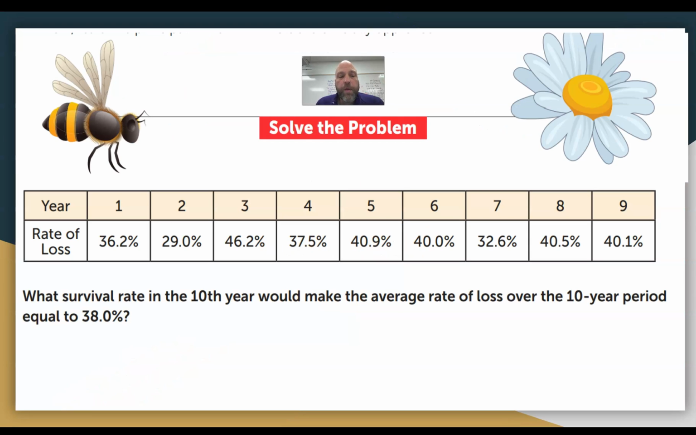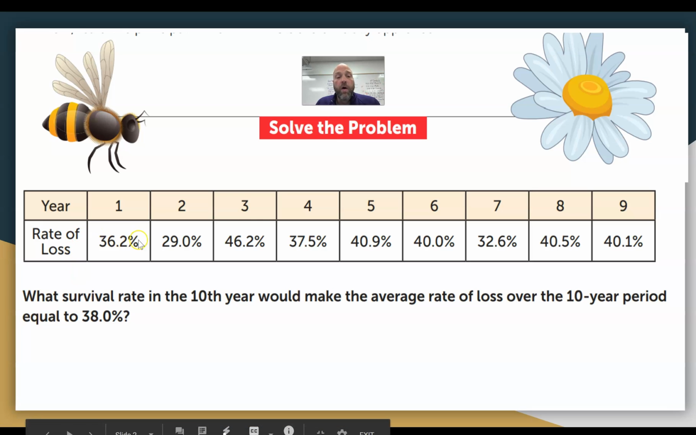Here's the problem. I hope you've seen it a lot so far. You've got the numbers, the years, 9 years, 9 different numbers. What survival rate in the 10th year? These are the rate of loss. So if you want to continue this, you could make the survival rate underneath here. Most people had no problem calculating survival rate at all.